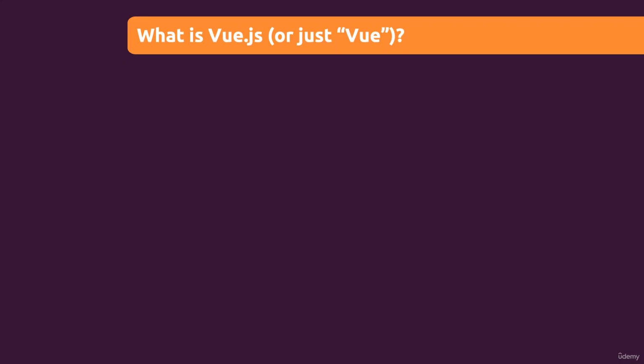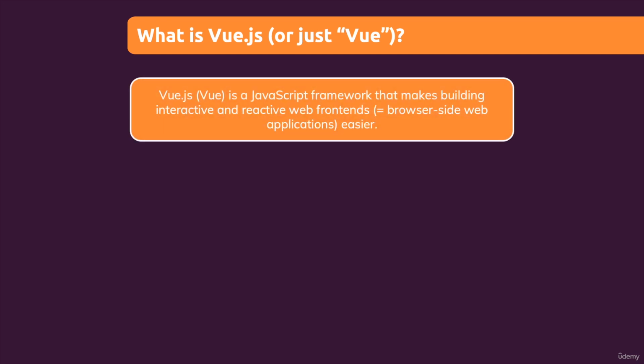Now, I would say let's not waste any time. Instead, let's start with the most important question first. What exactly is Vue.js? So, what is Vue.js, or just Vue as it's also called? Vue.js is a JavaScript framework that makes building interactive and reactive web frontends, which are basically web applications that run in the browser, so in the end what the user sees, easier. This is a nice sentence, and it would be a correct definition, but it might not be too helpful.